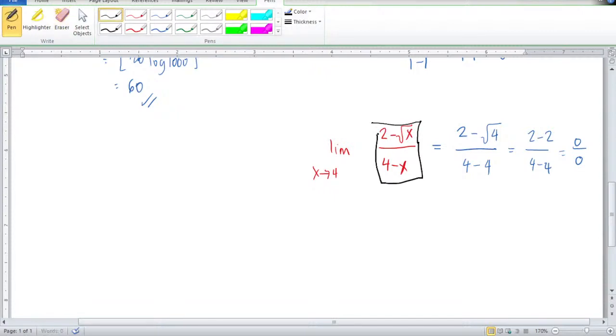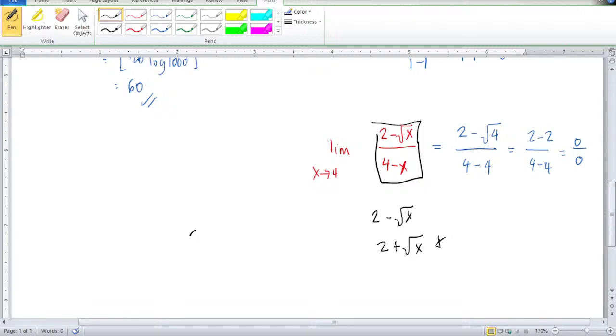No, we cannot. It will be hard. But rather, we can multiply its conjugate. What's the conjugate of this, 2 minus square root of x? The conjugate is 2 plus square root of x. And what will we do with the conjugate? All we have to do is multiply it.